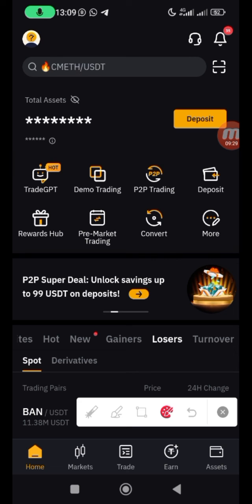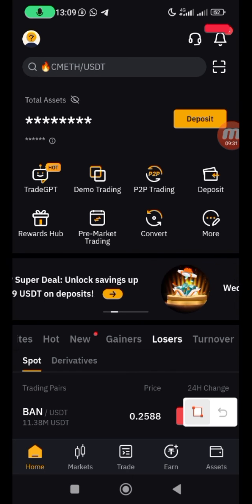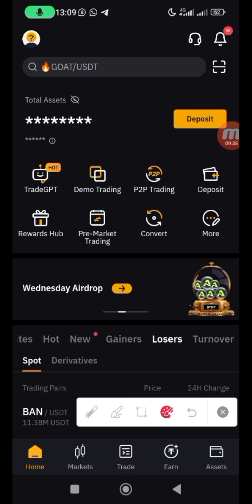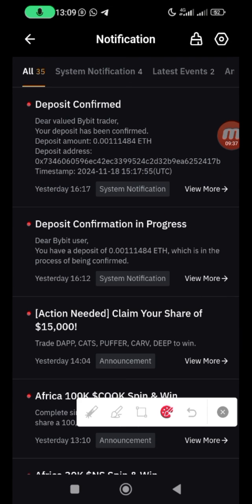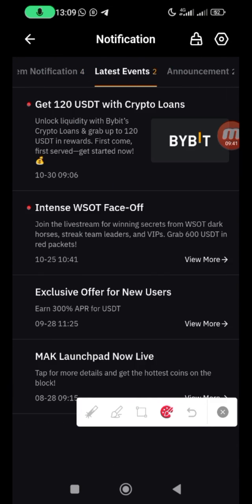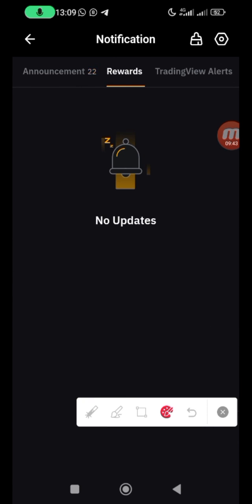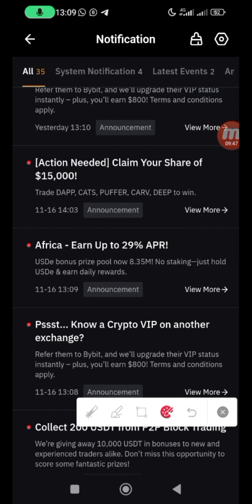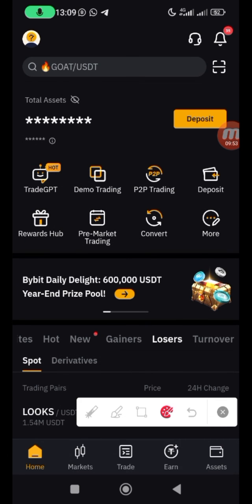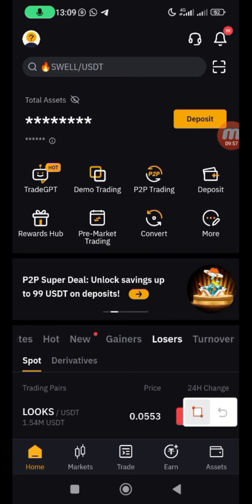Up here you have your notifications. This bell icon is where you get notifications of whatever is happening in your wallet. Just click on it and this is it: system notifications, latest events, announcements, and so on. This is where you get some information and news. All right, so this is all for today.